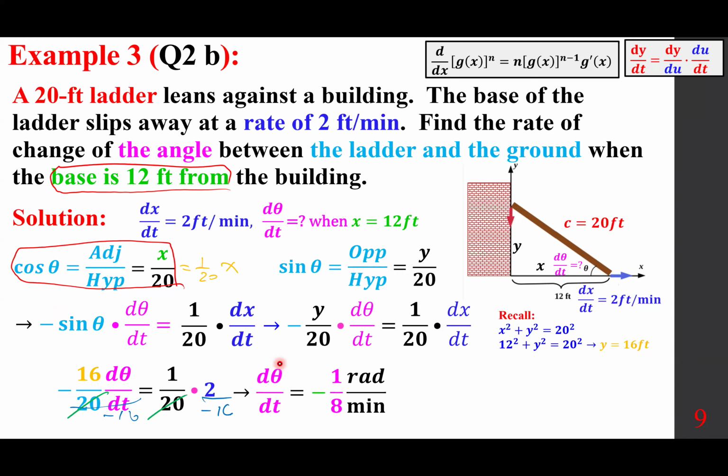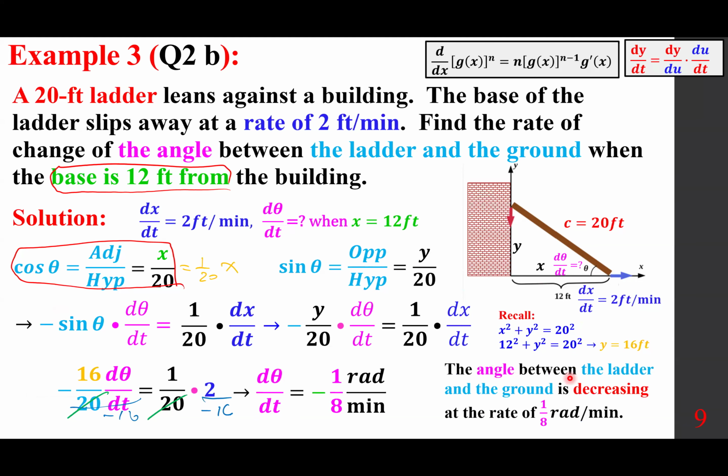Theta is always in radians unless otherwise mentioned. What does it mean? The angle between the ladder and the ground is decreasing. Why is it decreasing? Because it's negative. Decreasing at what rate? Rate of 1 over 8 radians per minute.